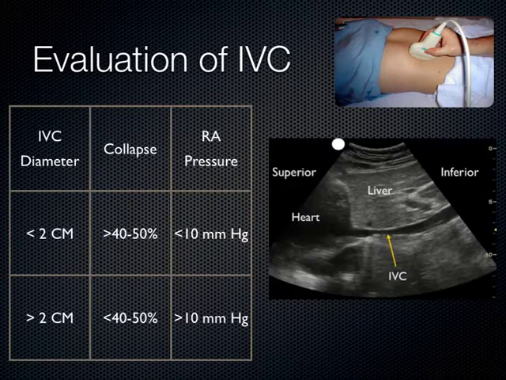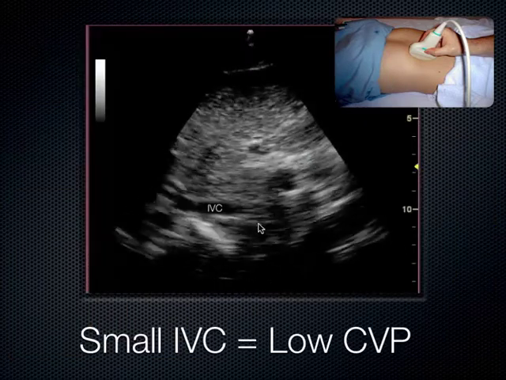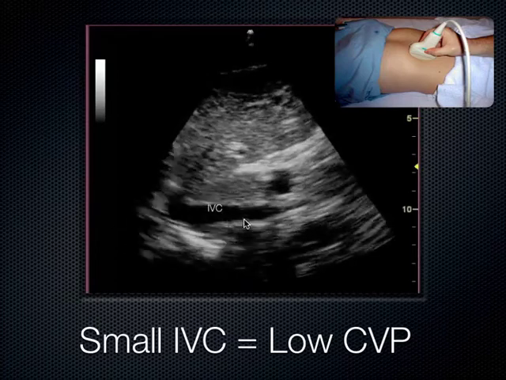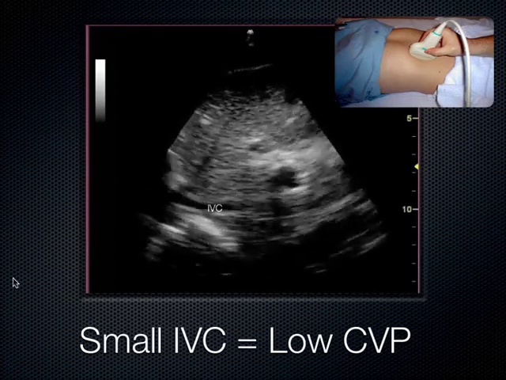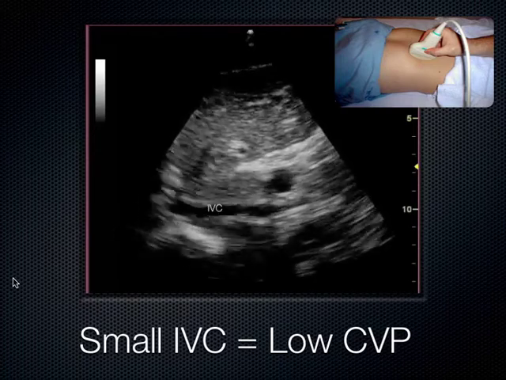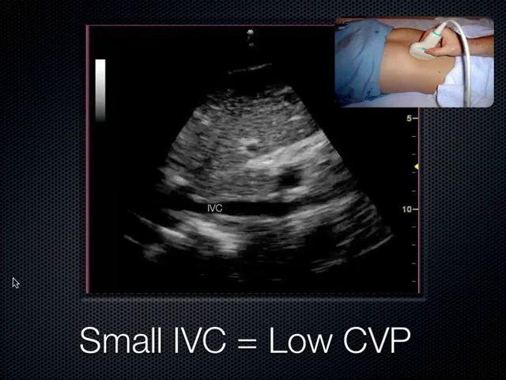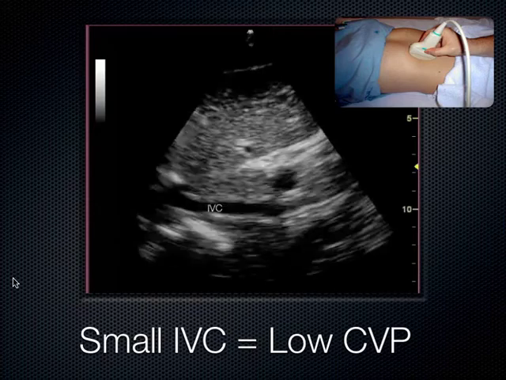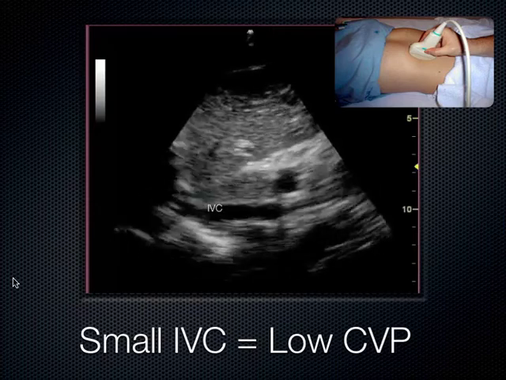Okay? As opposed to this little skinny IVC right here. Look at this. I mean, this thing is definitely less than 2 centimeters. And as they inspire, it flattens all the way out. So we start out less than 2 centimeters, and as the patient breathes in, the IVC actually flattens all the way down, and the walls basically touch in this case. And so that patient's got a central venous pressure less than 10 millimeters of mercury. Does that make sense? Okay, so in terms of the tank, we want to know, is the tank full?